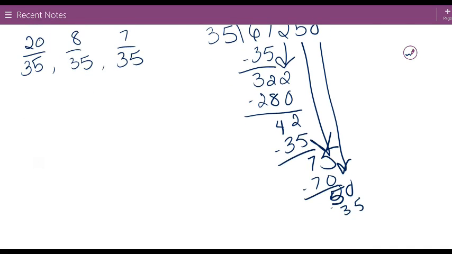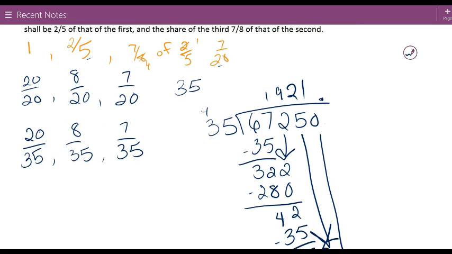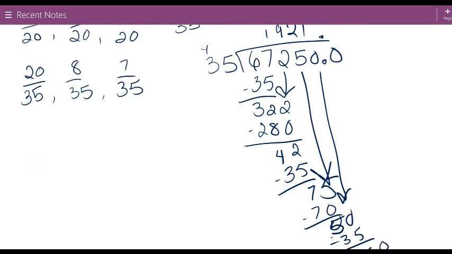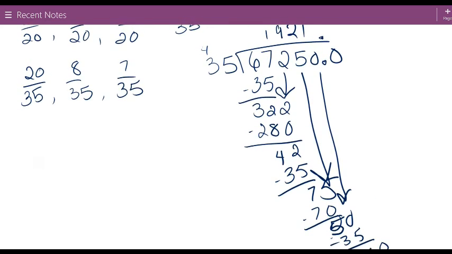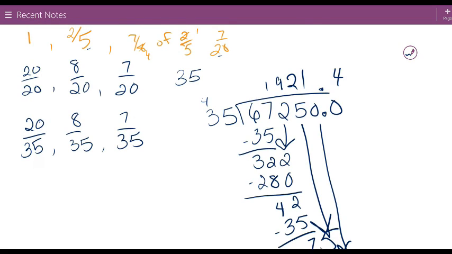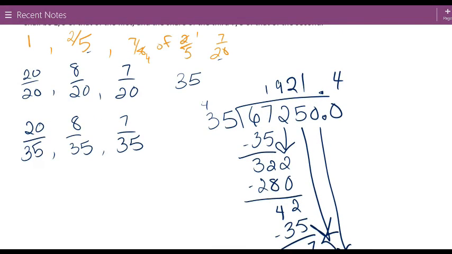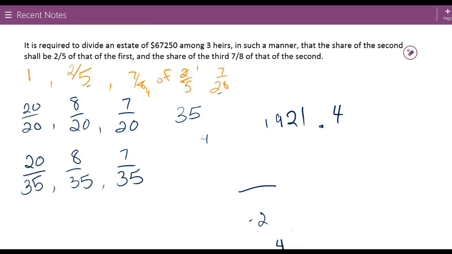35 minus 15. Put in our decimal and add that 0. 150, and now let's go 4. And that would be 140. And then it will continue on. Okay, so each share is 1,921 roughly. All right, so you can get rid of all of this.